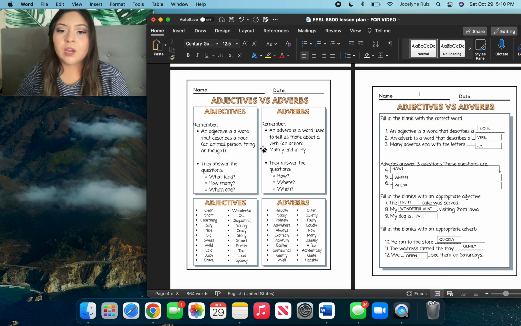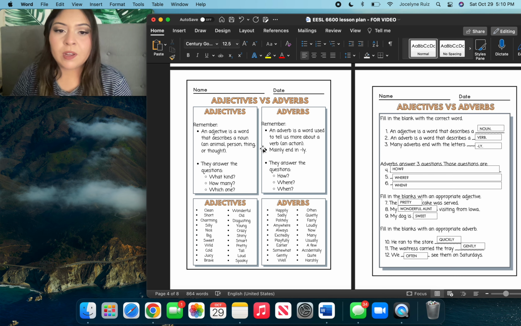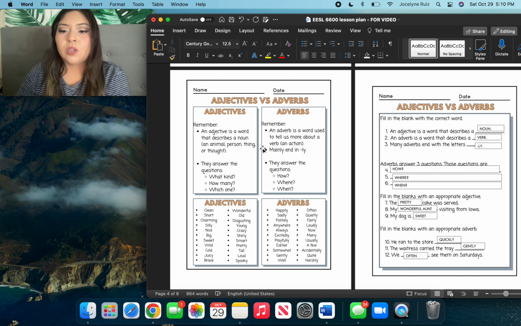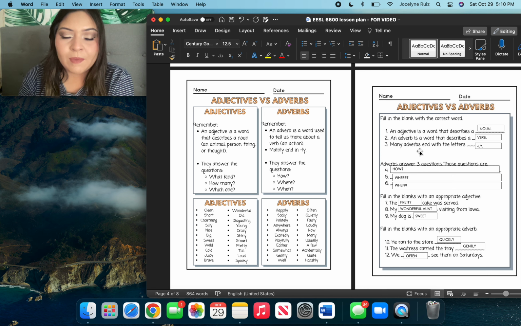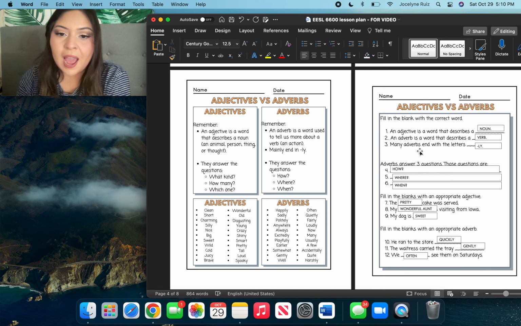Okay, so before we go ahead and do that, just remember that adjectives are words that describe a noun, and a noun can be an animal, a person, a thing, a thought, an idea. And then an adverb is a word that tells us about a verb, which is an action, and they mainly end in ly, but that's not always the case. So you already know that they answer the questions what kind, how many, and which one for adjectives, and how, where, and when for adverbs.